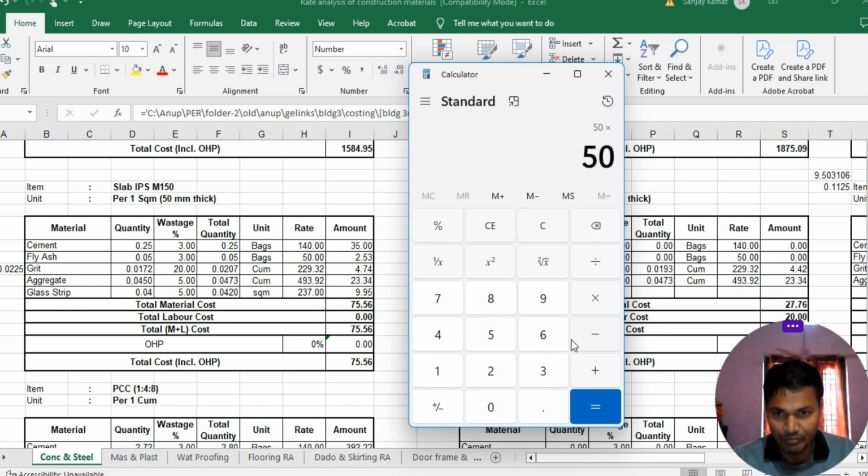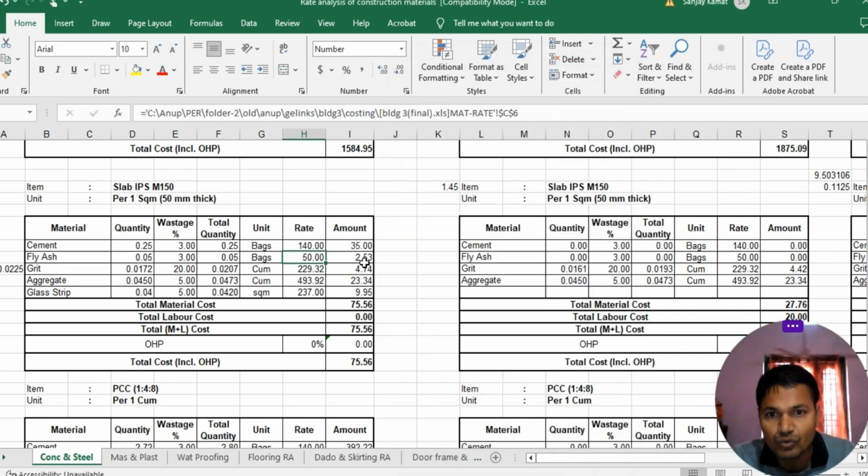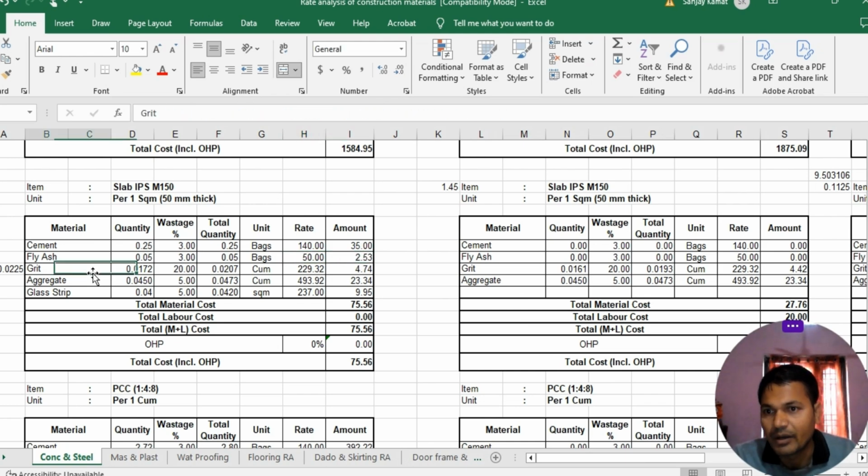50 into 0.05 is how much? 2.5. So 2.5, let's do it, it's correct. Okay, so our calculation is correct.